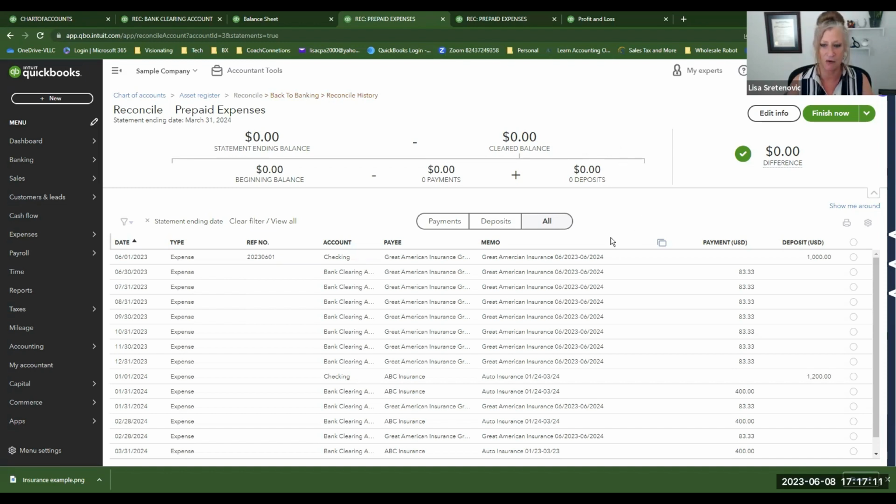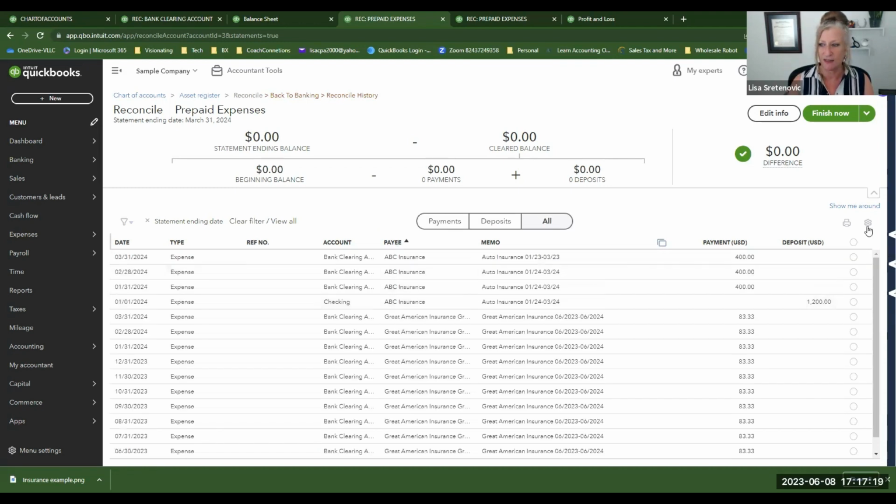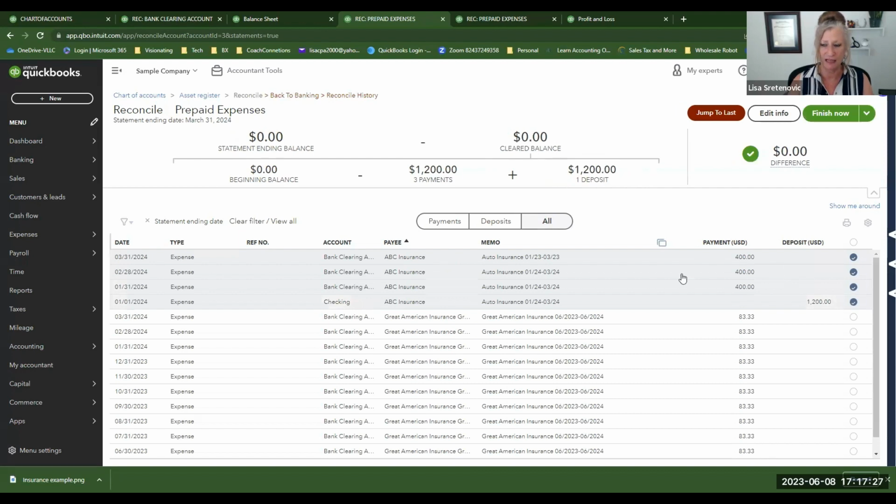So in this case, we know that it's the ABC, and if we sort by payee, we can then check off all of the items that are now fully amortized. They should net to 0, where we had one deposit and the deposits and the payments equal each other. So when we are actually checking off the little items, we are only checking them off if they fully amortize.